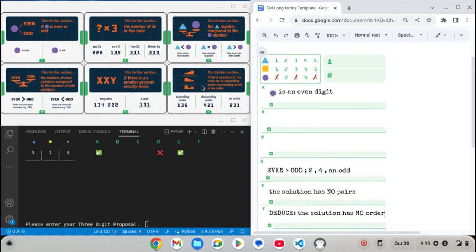Let's see. What if there were no 3s? So if there were no 3s, we would know that we would have an odd of either 1 or 5, and let's see, could we figure out where that 1 or 5 would go? Should it be in triangle or square? Kind of hard to see that.